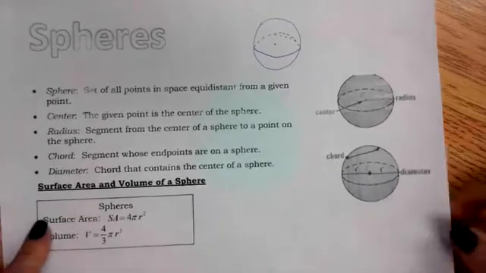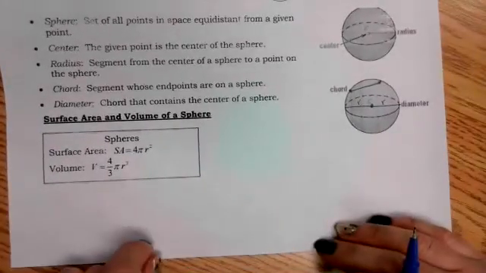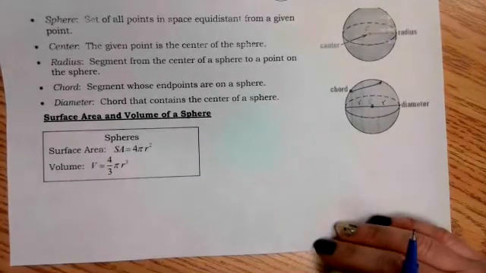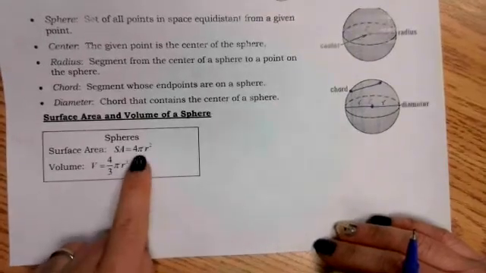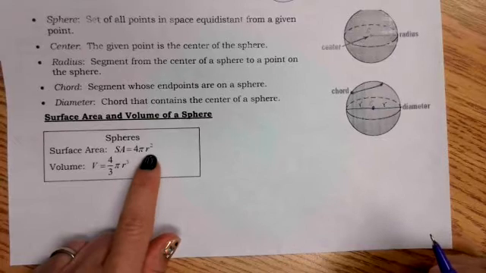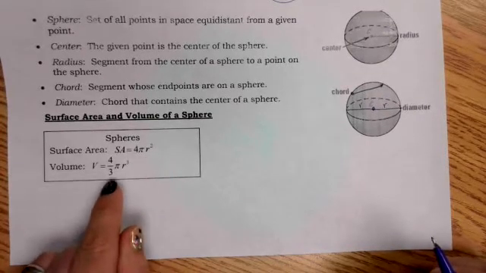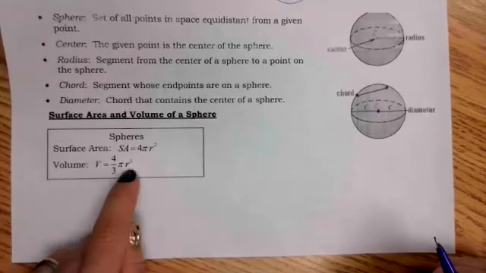All right, so we have the surface area and the volume formula for a sphere. They're very similar, but just be careful with your numbers. So surface area, which is the outside edge, is 4 pi r squared. So my area is always area or length squared. And then my volume is 4/3 pi r cubed.